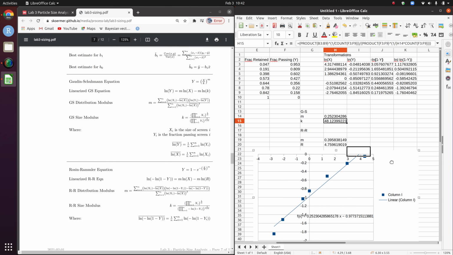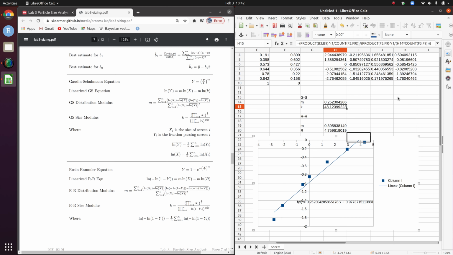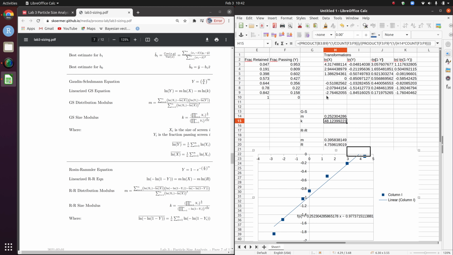However, for showing your work in the lab, I'd like you to either submit your spreadsheet with the PDF document or a printout of your spreadsheet in PDF form. Either one's acceptable.